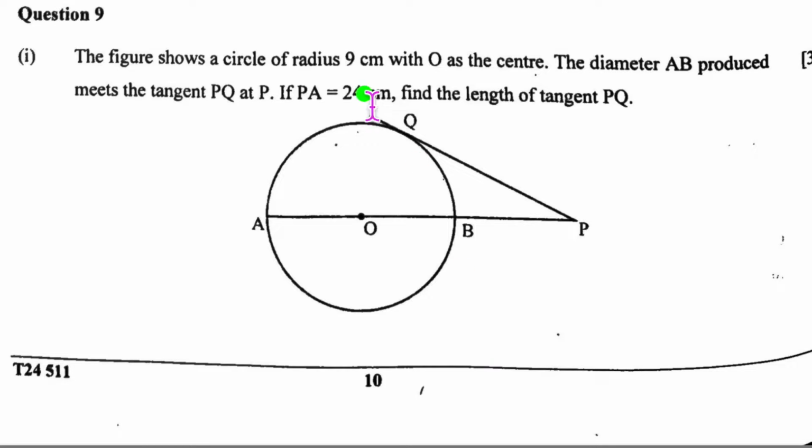We come to question number 9, first part. The figure shows a circle of radius 9 cm with O as the center. The diameter AB produced meets the tangent PQ at P. So AB diameter produced here, PQ is the tangent, and PA is given as from here to here 24. Find the length of tangent PQ. Let us look at it.